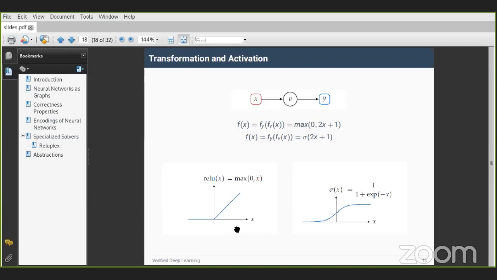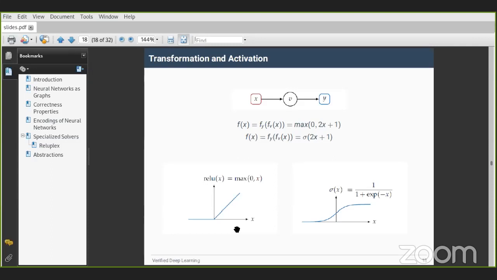this transformation which takes the input x and transforms it into 2x plus 1. Then what this network is effectively computing, if you put ReLU as the activation function, is max of 0, 2x plus 1. Of course, you can change the activation function, you can change the transformation, you can change whatever.